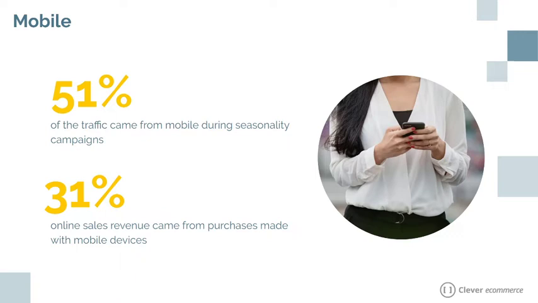Mobile. So it's really important to know that 51% of the traffic from these seasonality campaigns comes from mobile. So 31% of online sales revenue come from purchases made from mobile devices, and it's increasing. So people tend to buy from mobile pretty often. Why is this important? Because when you're designing these banners, as well as your webpage, they must be 100% responsive. On our end, all our banners are 100% responsive, but make sure customers will be able to view them as well from their mobile devices.